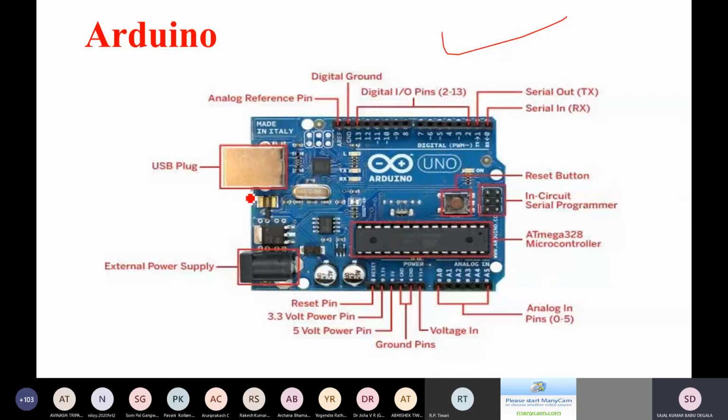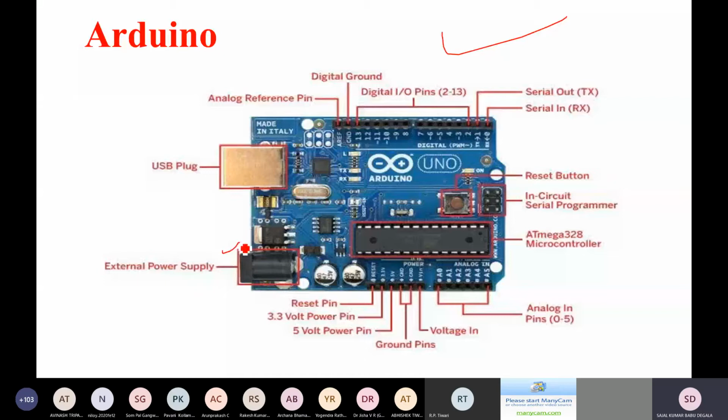So let us see the construction of this board, because this will give a very good idea. If you know the board, it will be very easy for you to interface any sensor with it. This is a USB plug, which you use to connect your board to your system. It may be a laptop, a computer or a desktop. And then there is an external power supply, which you can see here.